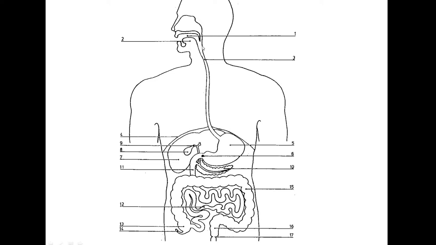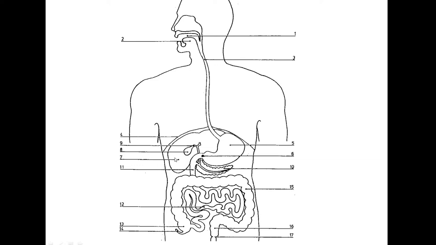So the salivary gland would be found at number 2. And then number 1 is just the mouth. You've got 3, which is the esophagus. Number 4, more part of the breathing system, but number 4 is the diaphragm. Number 5 is the stomach. Number 6 is the sphincter, which will periodically release some of the chyme, some of the mushy liquid, out of the stomach into the duodenum.